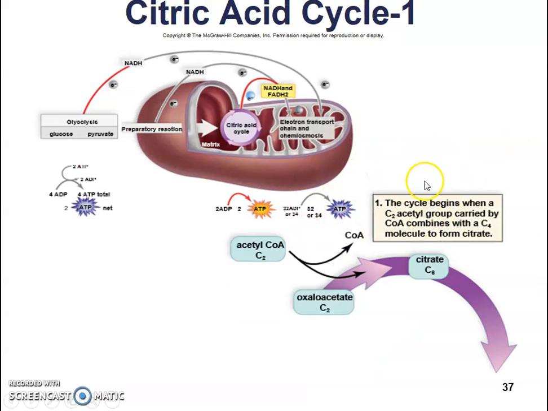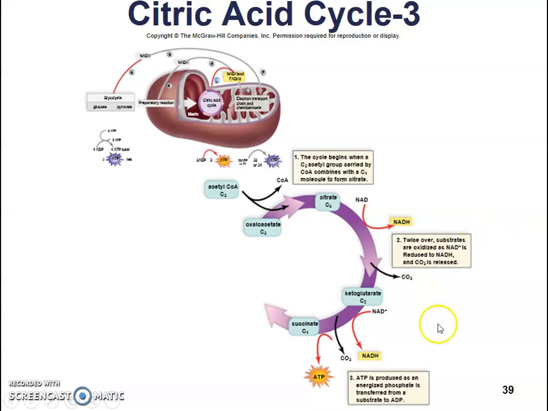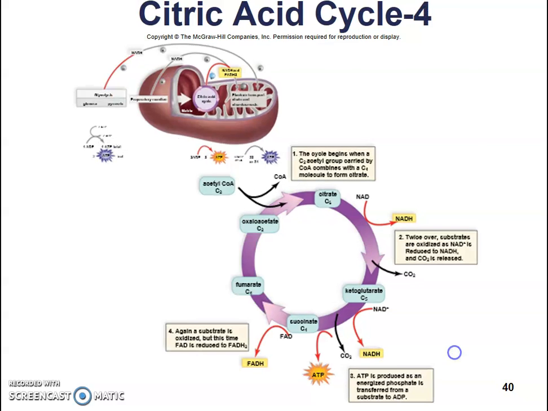So the citric acid cycle begins when a 2-carbon acetyl group is carried by coenzyme A, and it creates a molecule with 6 carbons in it, and that molecule is known as citrate. Twice over, substrates are oxidized as NAD+ is reduced to NADH, and carbon dioxide is released. ATP is produced as an energized phosphate is transferred from a substrate to ADP. So we put those two together, we get ATP.